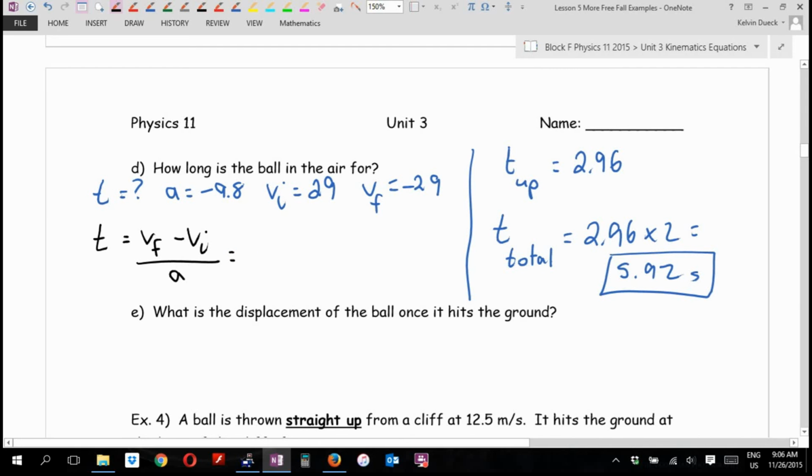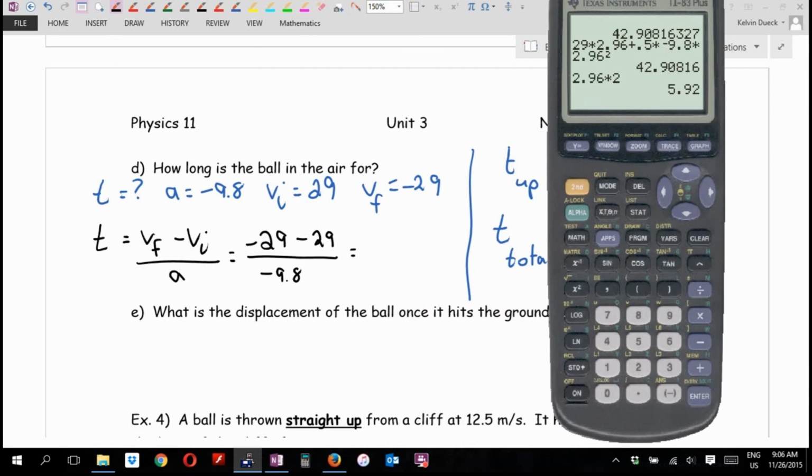Okay, we can plug and chug. Negative 29, that's V final, minus 29. Mr. Duick, doesn't the top work out to 0? No, 29 take away 29 would be 0. Negative 29 take away 29 ain't going to be 0. I'm expecting 5.92. Did I get 5.92? Yay! Some rounding along the way, but yeah.